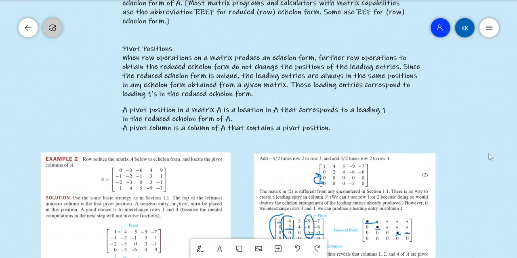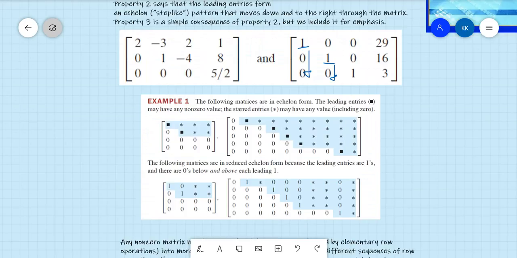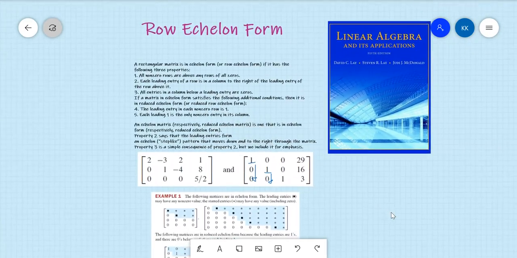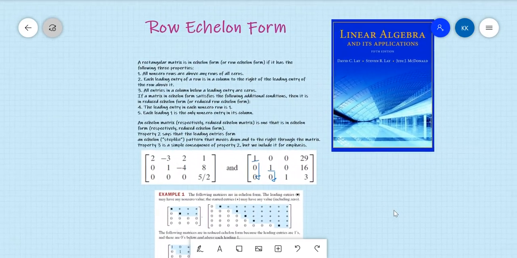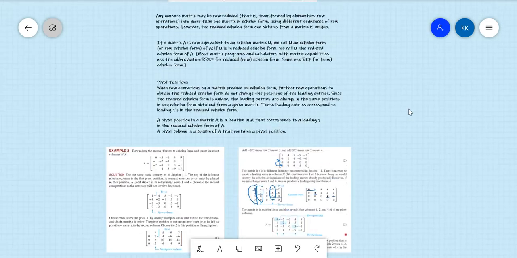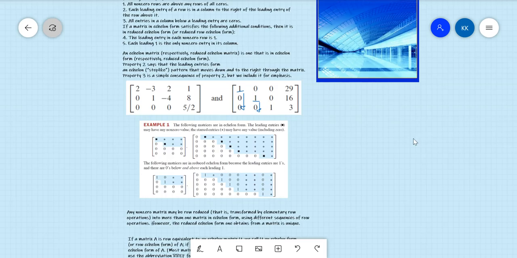So I hope this made sense. I'll probably make a few more on some other elementary row operations and stuff, but this was basically focused on row echelon form and how to find out what the pivots are and stuff.